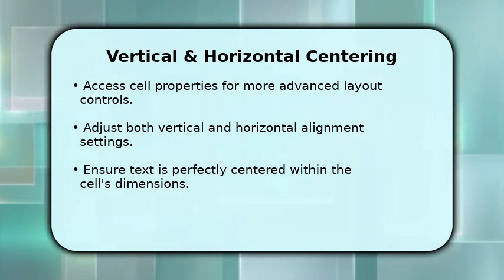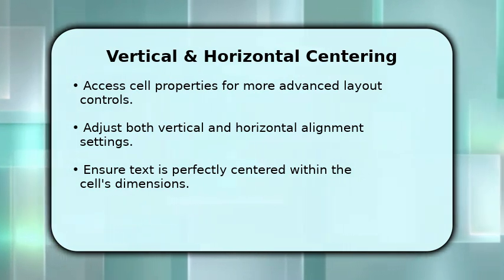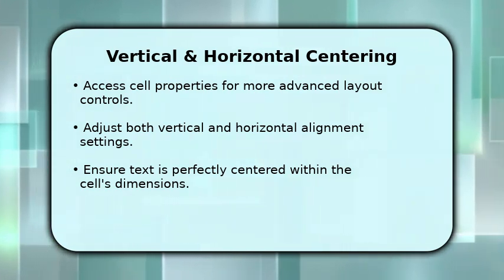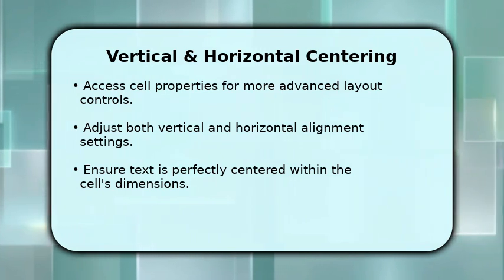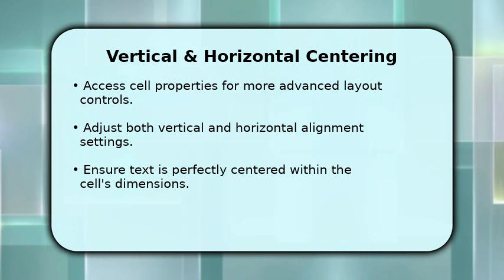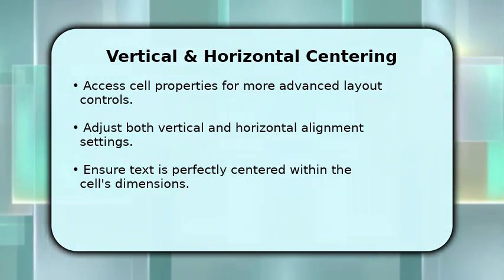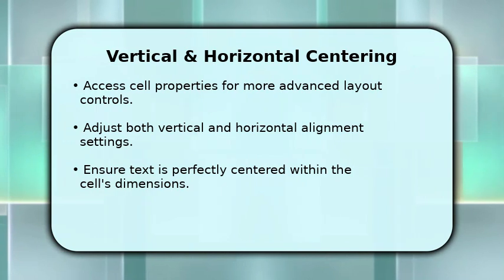Right-click on your selected cell or cells and choose Table Properties or Cell Properties. Navigate to the Cell tab within the Properties window. Here, you'll find options for vertical alignment, such as top, center, and bottom. Select Center for both horizontal and vertical alignment to achieve perfect centering within the cell's boundaries.